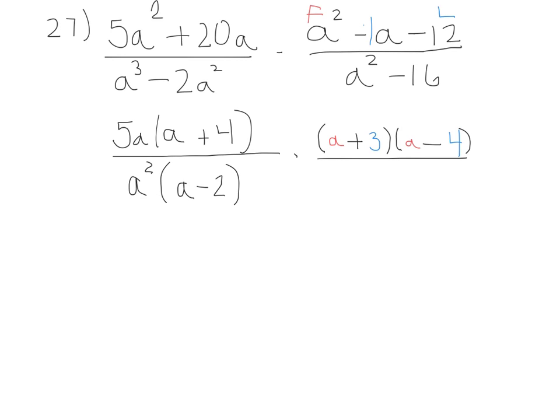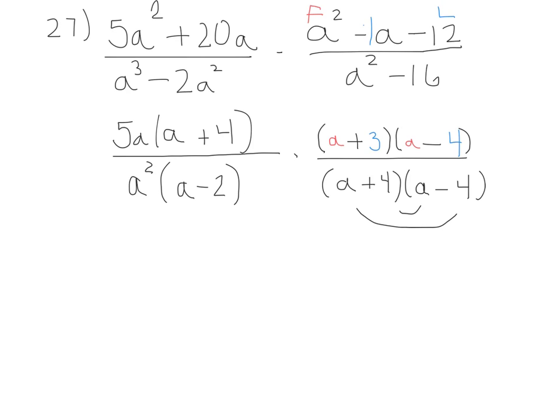On the bottom of that fraction, I notice that I have a difference of squares. So that's going to factor down to a plus 4 and a minus 4. Remember, these are the opposite signs because that ensures that when you do the outside and the inside products, they cancel one another out, which is why we do not have a middle term.